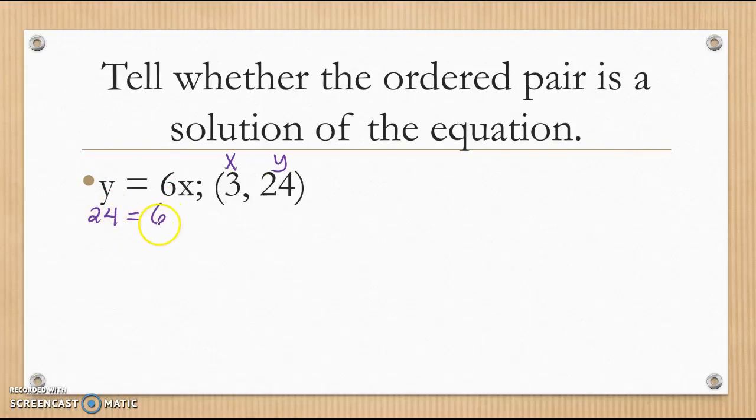24 equals 6 multiplied by 3. So we're actually going to do that math. So we're going to bring our 24 down. 6 times 3 is 18. So since 24 does not equal 18, we're going to put that slash through the equal sign. And so this is not a solution.